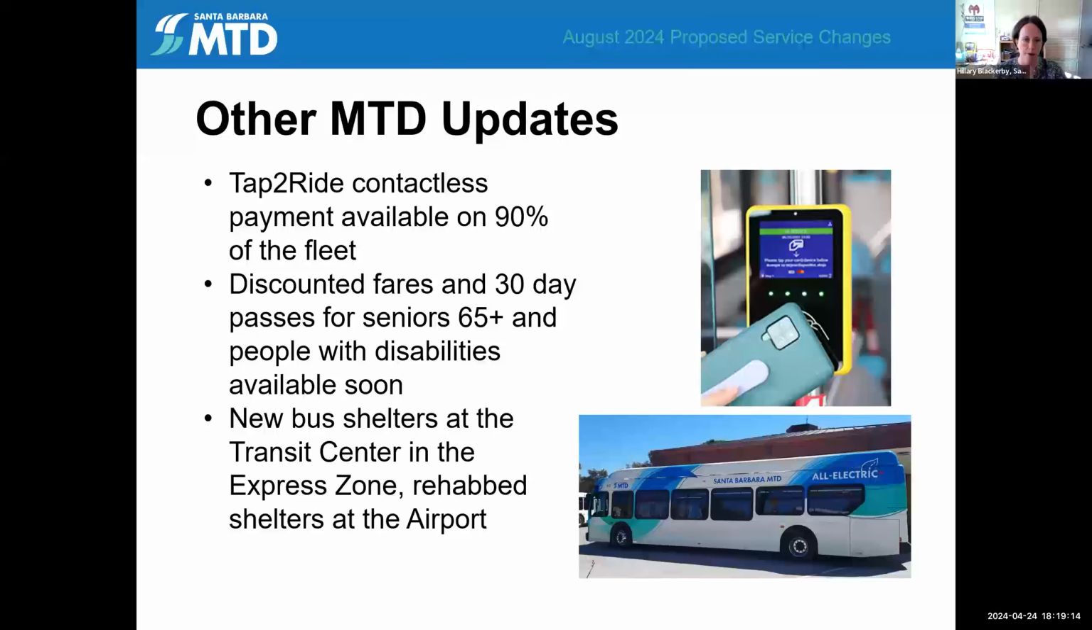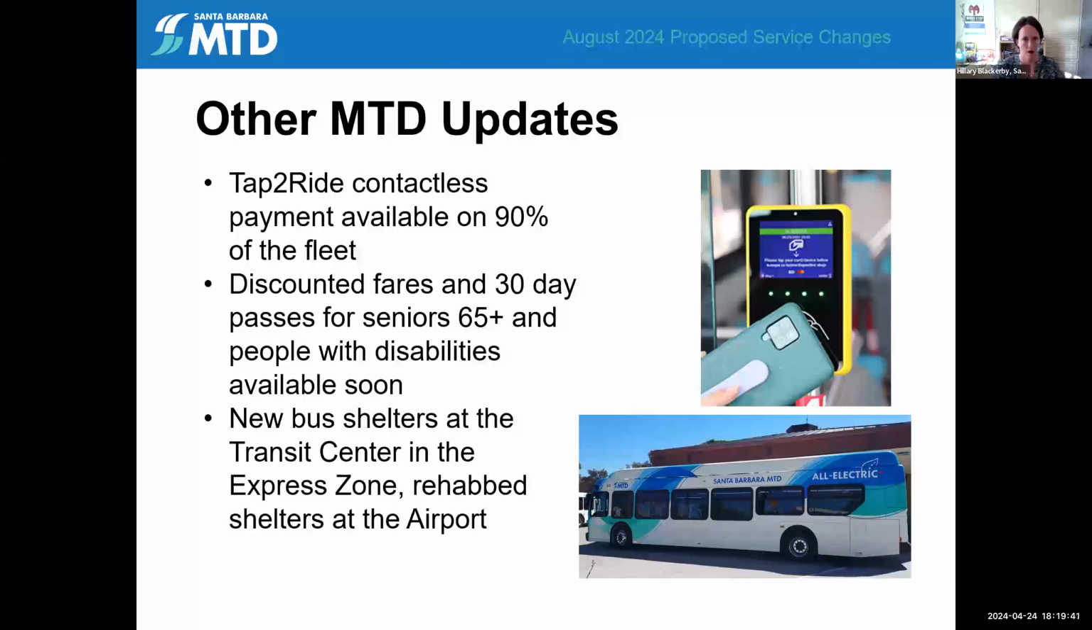A couple other updates before we finish up. First is our tap to ride contactless payment. There's an image here of the card reader. It's available on 90% of our fleet now. The only buses it's not on are ones that are going to be retired soon, and so we weren't going to install new hardware on them.